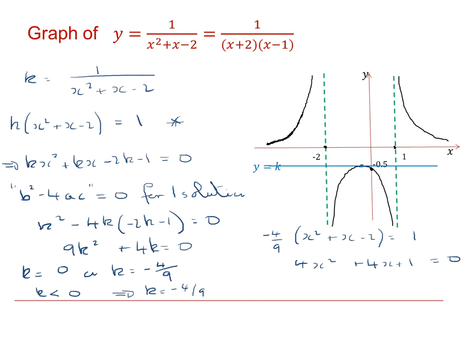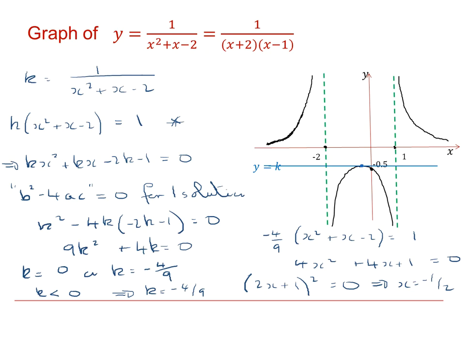That's a perfect square. (2x plus 1) all squared is equal to 0, and therefore x must be equal to negative 1/2. Therefore we found our maximum point at a value of x equal to negative 1/2 and a value of y equal to negative 4 over 9.